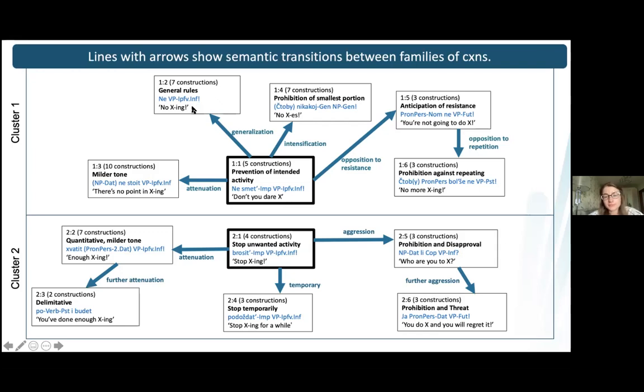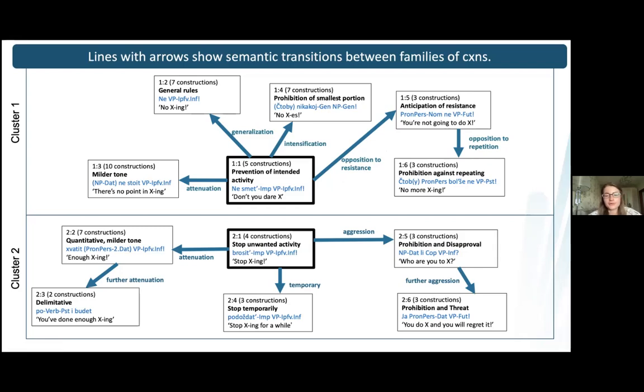Another possibility is attenuation of the standard strict tone, and this yields a family of constructions that sound milder, more like a recommendation or a piece of advice, and they are encoded via predicative expressions rather than imperative forms. The opposite to attenuation is intensification of prohibitive semantics, and in the family number 4, it is achieved through prohibition of the smallest portion of an action. Чтобы никаких NP genitive, no x's. The remaining 2 semantic links in cluster 1 are opposition to resistance and opposition to repetition.